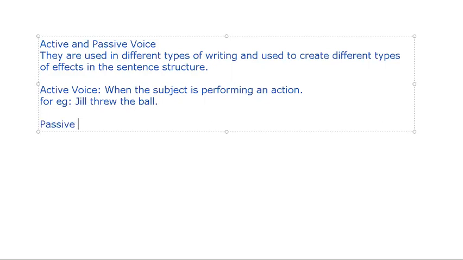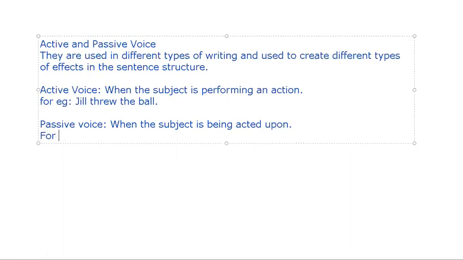Similarly, a passive voice is when the subject is being acted upon. For example, the ball was thrown by Jill. So in the passive voice, the subject becomes the ball and the subject is being acted upon by Jill. So in the passive voice, the ball was thrown by Jill.